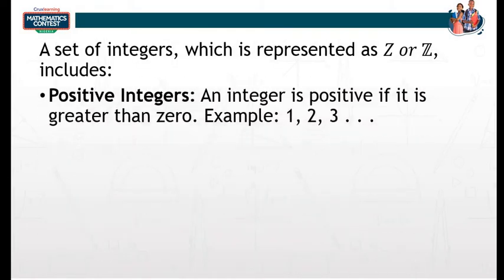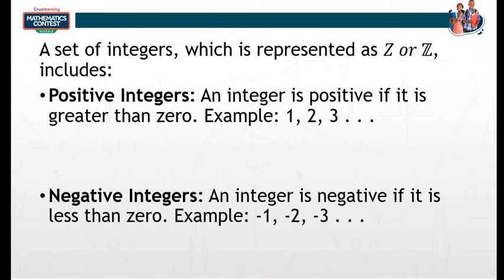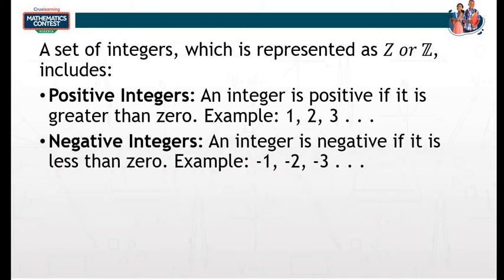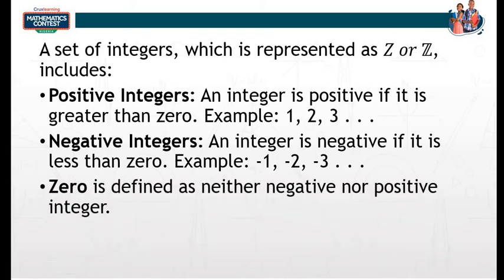Okay, so we have the positive integers. I've explained that the ones that are positive are the ones greater than 0. Positive integers are the integers greater than 0, while the negative integers are the ones less than 0. And 0 itself is not a negative integer, neither is it a positive integer.